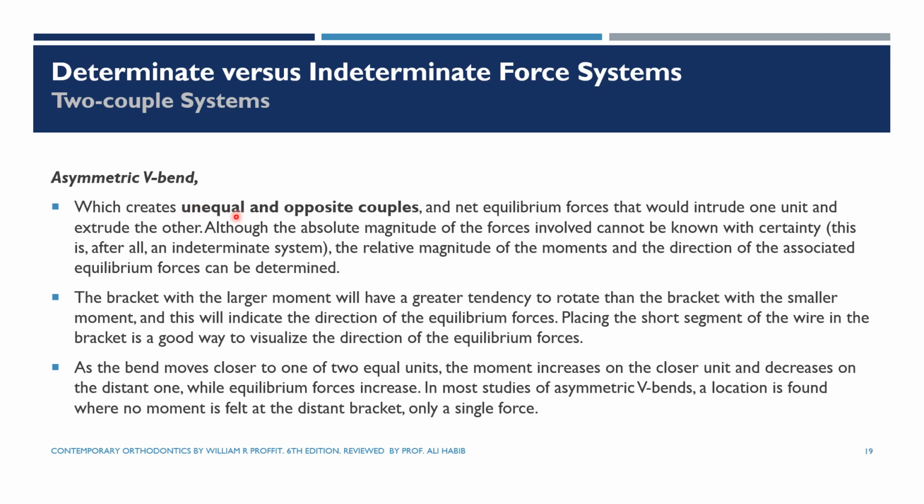So if we have unequal and opposite couples, the net equilibrium forces would be to intrude one unit and extrude the other one, as we saw in the example of the utility arch, which is a two-couple system, when the V-bend is made close to the molar. So when we make the bend close to the molar on an intrusion arch, this will create an intrusive force on the incisor and an extrusive force on the molar.